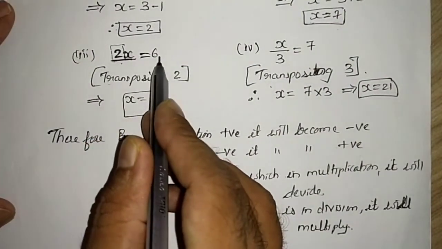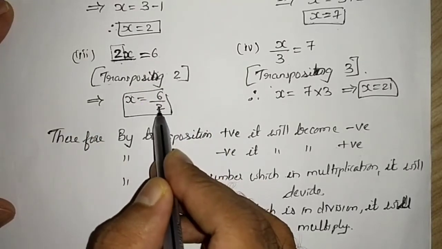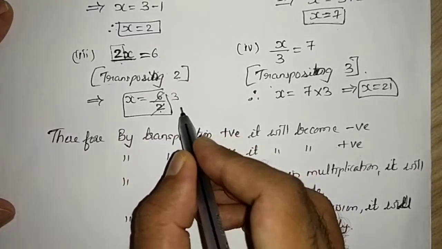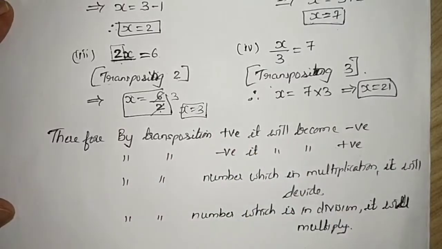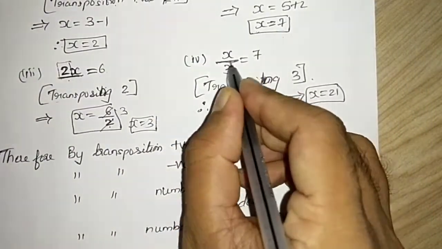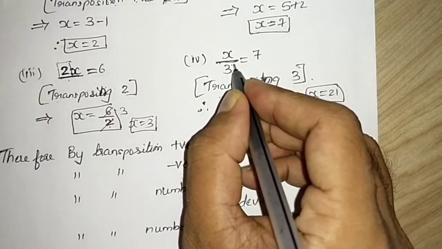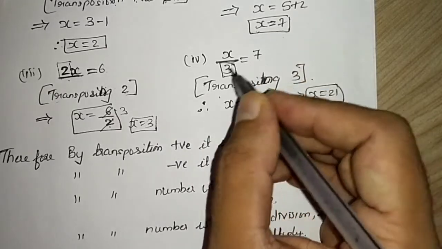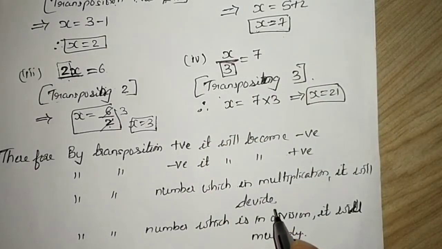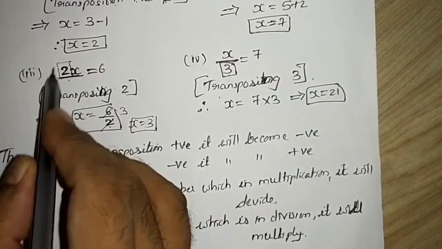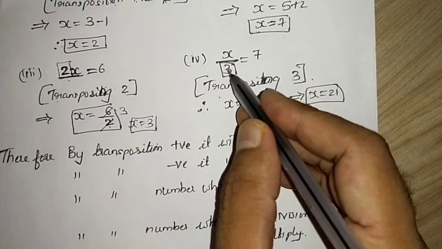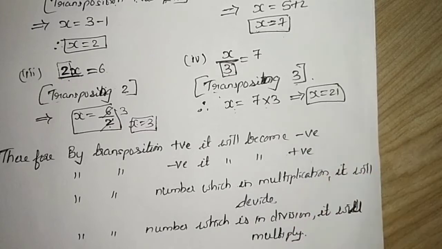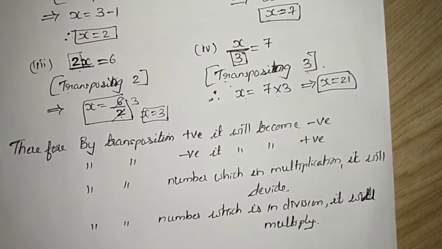So 2x is equal to 6. Transposing 2, it will go that side because it is in multiplication, it will divide. So we will get 2 1s and 2 3s. So x is equal to 3. Same way, if the equation has a term in division and we want to take it to the other side, it will go that side and multiply. So if it is in division, it will multiply. If it is in multiplication, it will divide. So we will write transposing 3. So we will get x is equal to 7 3s are 21. All this is called transposing.